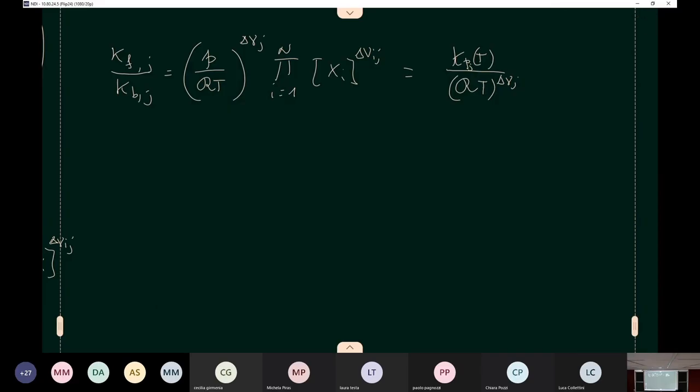So you see that there is a relation of these two backward and forward coefficients to the equilibrium constant and a function of temperature. But a defined one. So we have that these two quantities are not independent of each other, and it's sufficient to know one of them to have the other. Questions?